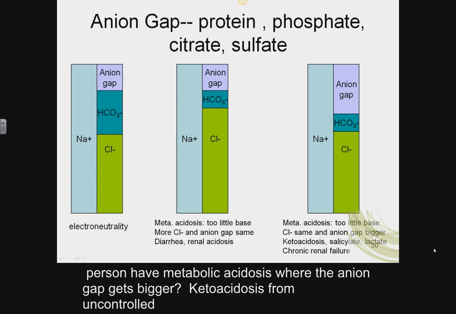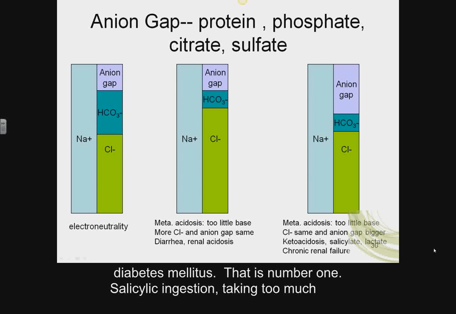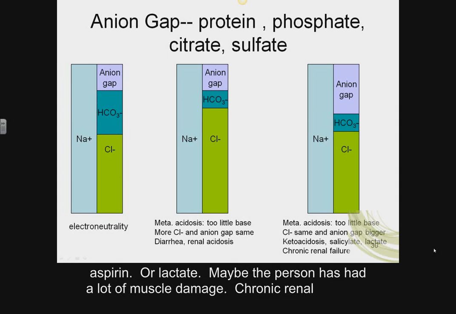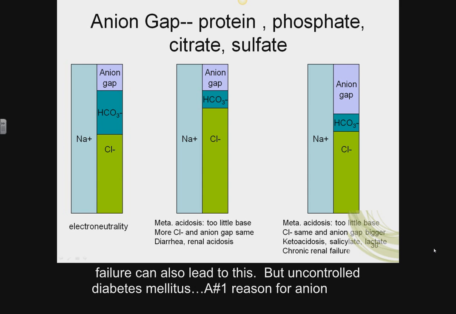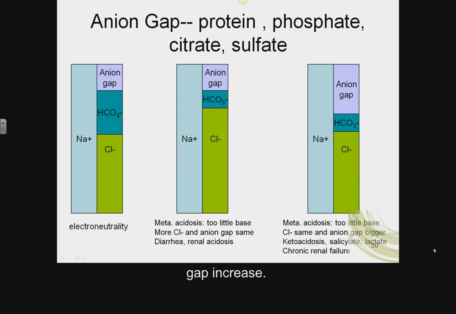Ketoacidosis from uncontrolled diabetes mellitus. That is number one. Salicylic acid ingestion, which means taking too much aspirin. Or lactate from maybe the person has had a lot of muscle damage. Chronic renal failure can also lead to this. But uncontrolled diabetes mellitus, that is a number one reason for anion gap increase.